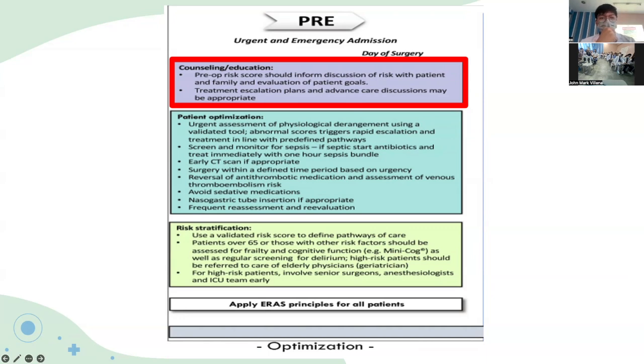So first is the counseling or education. Patient and family education and shared decision making. Patients and families should have the opportunity to discuss the risk of surgery with a senior physician prior to surgery. Counseling should be informed by a validated risk score, but with a clear understanding that they have limitations and apply to individual patients. A clear, concise, written, informed, or decision aids combined with verbal patient education should be provided to the patient and family before surgery if possible.